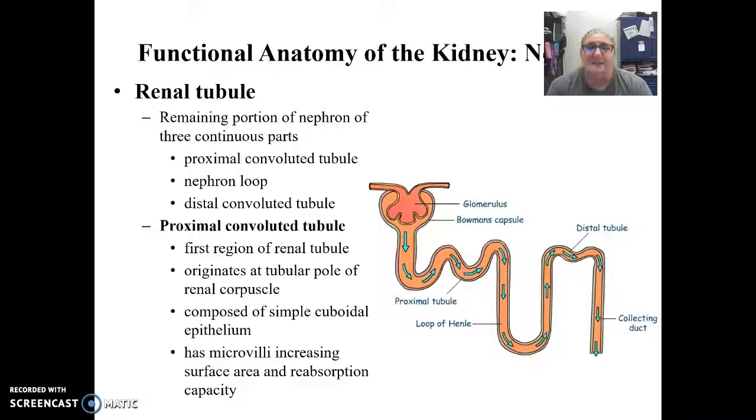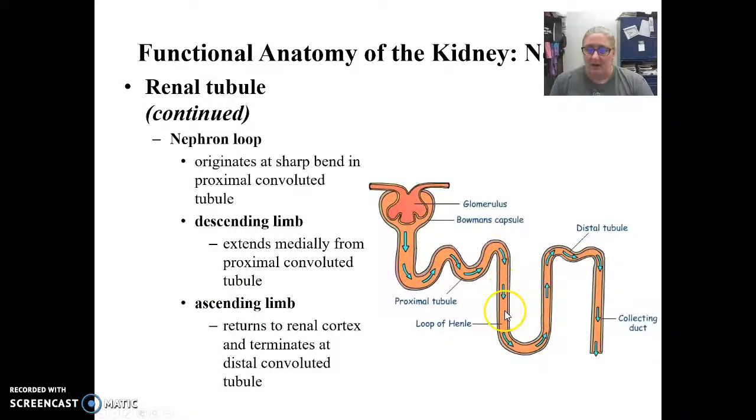And the reason for this is because there's microvilli in the proximal convoluted tubule, and microvilli increase surface area for absorption. Fluid moves from the proximal convoluted tubule into this renal loop, or this loop of Henle. Okay, so here this is called the loop of Henle or the nephron loop, and it has a descending limb and an ascending limb. At the end is this tiny hairpin loop that moves the fluid from the descending limb of the loop to the ascending limb.